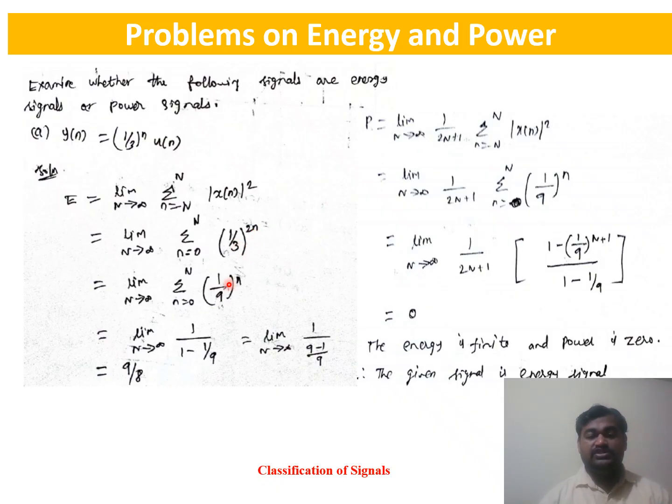Then the whole square is considered as (1/9)^n. We know that the summation n equal to 0 to n of a^n equals 1 divided by 1 minus a. So after simplification, it will become 9 by 8. Energy is finite. Similarly, I am finding the power.